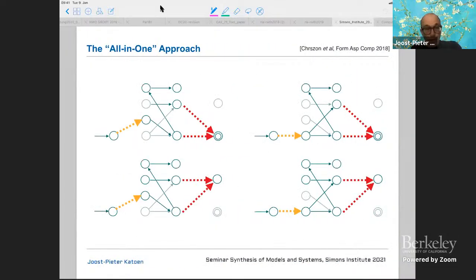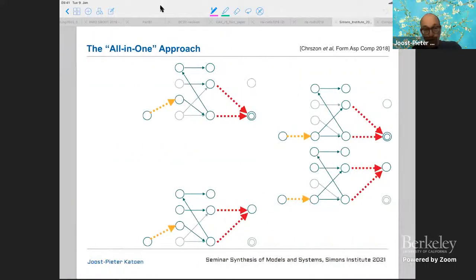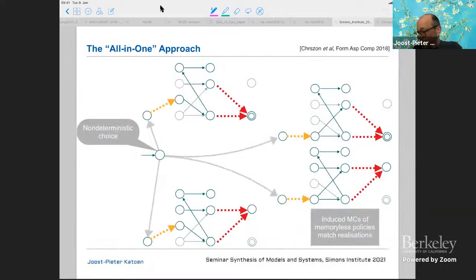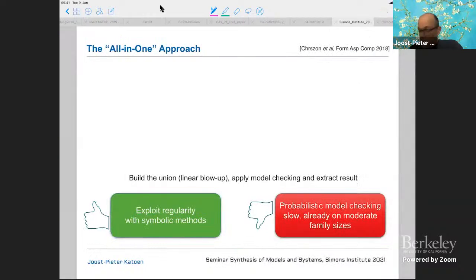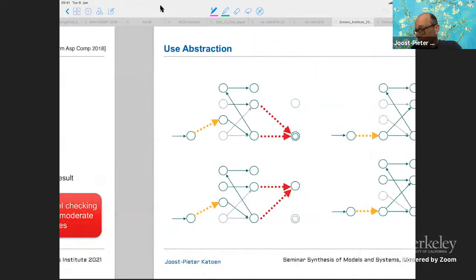So another approach would be, well, you just take, for instance, those 4 family members and you're going to model them in one shot, which means basically that you're going to add one state here where you build a non-deterministic choice between the different family members. And that has actually been proposed by people working on software product lines. This exploits some regularity, and you can use, for instance, symbolic methods for doing that, but it still does not scale very well to large models. So we need to be a little bit more advanced to solve our thing.